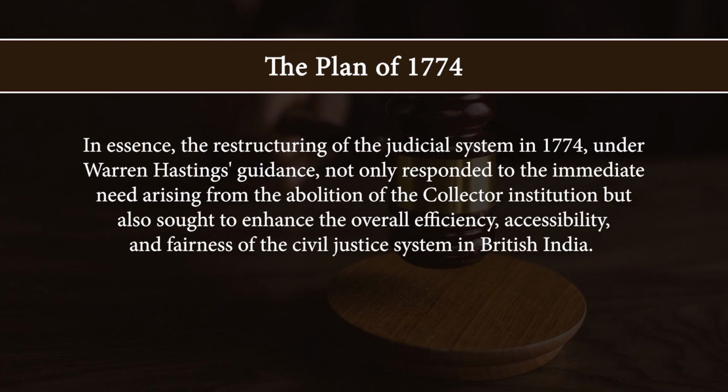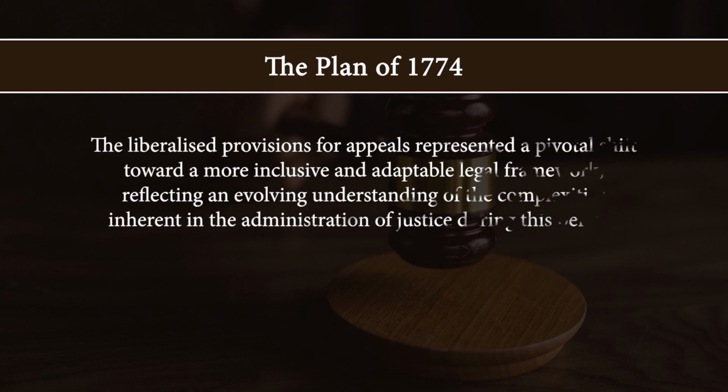In essence, the restructuring of the judicial system in 1774 under Warren Hastings' guidance not only responded to the immediate need arising from the abolition of the collector institution, but also sought to enhance the overall efficiency, accessibility and fairness of the civil justice system in British India. Well, the liberalized provisions for appeals represented a pivotal shift towards a more inclusive and adaptable legal framework, reflecting an evolving understanding of the complexities inherent in the administration of justice during this particular period.